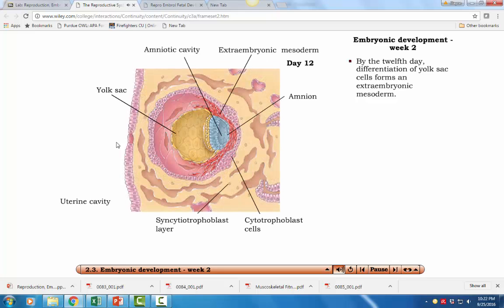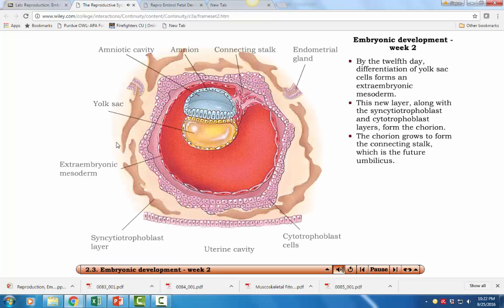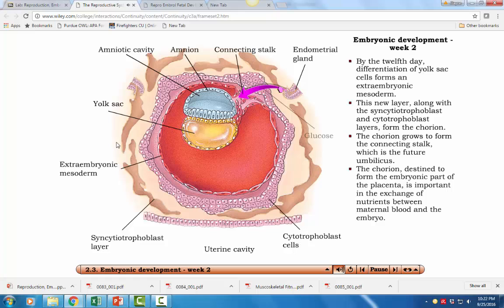By the 12th day, differentiation of yolk sac cells forms an extraembryonic mesoderm. The migrating yolk sac cells, as well as the syncytiotrophoblast and cytotrophoblast layers, form the chorion. The chorion grows to surround the amnion and amniotic fluid and forms the connecting stalk, which is the future umbilicus. The chorion, destined to form the embryonic part of the placenta, is important in the exchange of nutrients between maternal blood and the embryo.